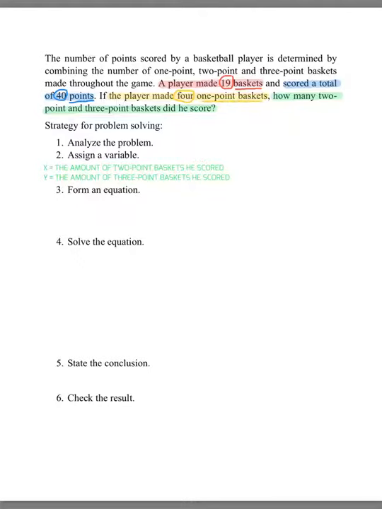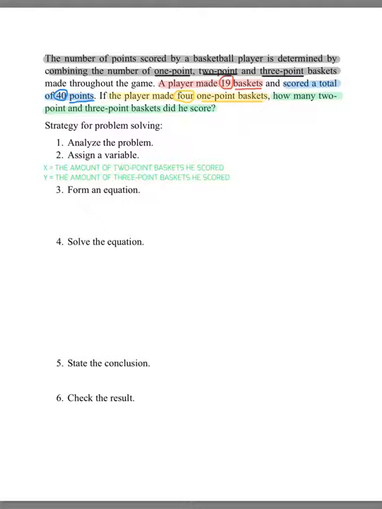And then just something very important to note, we know that the number of points scored by a player is determined by combining the number of 1-point, 2-point, and 3-point baskets made throughout the game. So there's 3 different types of baskets you can make: a 1-point basket, a 2-point basket, and a 3-point basket, and each one is worth its specific amount of points. So let us go ahead and start forming an equation.